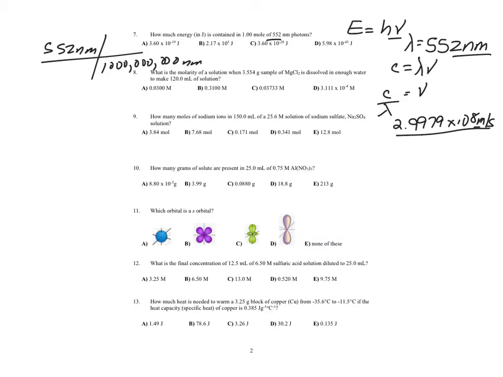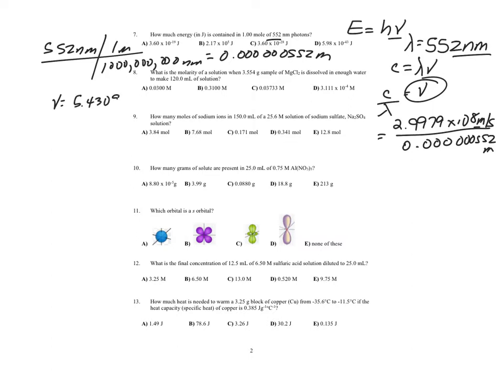And so we do some dimensional analysis here, and we get 552 times 10 to the -9 meters. And then we can divide this number, and that should give us a frequency of 5.4309783 times 10 to the 14 reciprocal seconds. And now we can plug it in to find the energy. Planck's constant, you have that on your periodic table. That is 6.626 times 10 to the -34 joules times second.